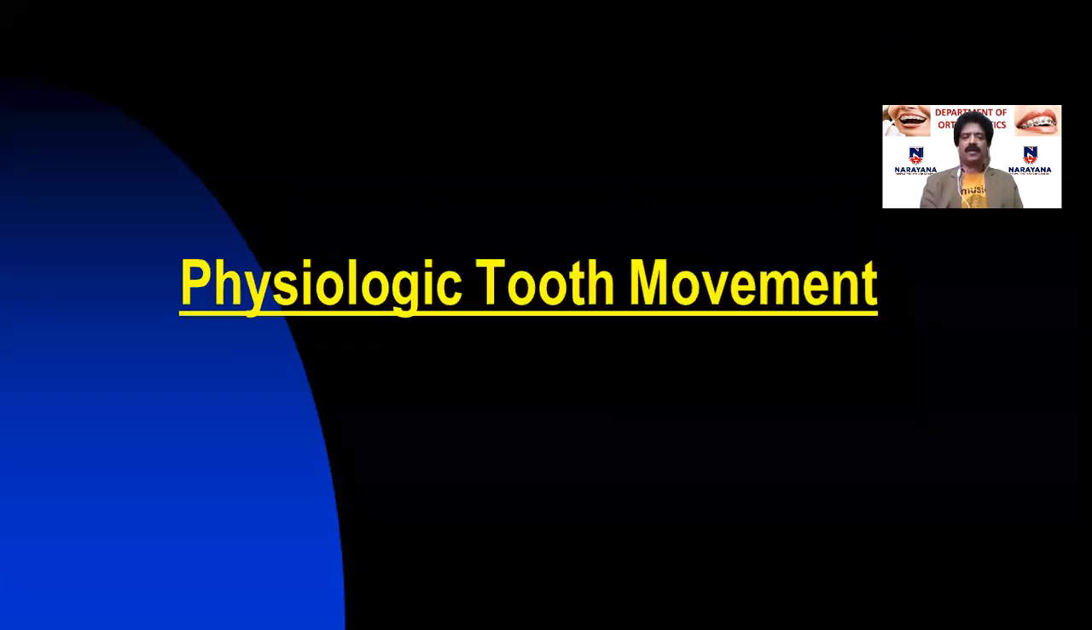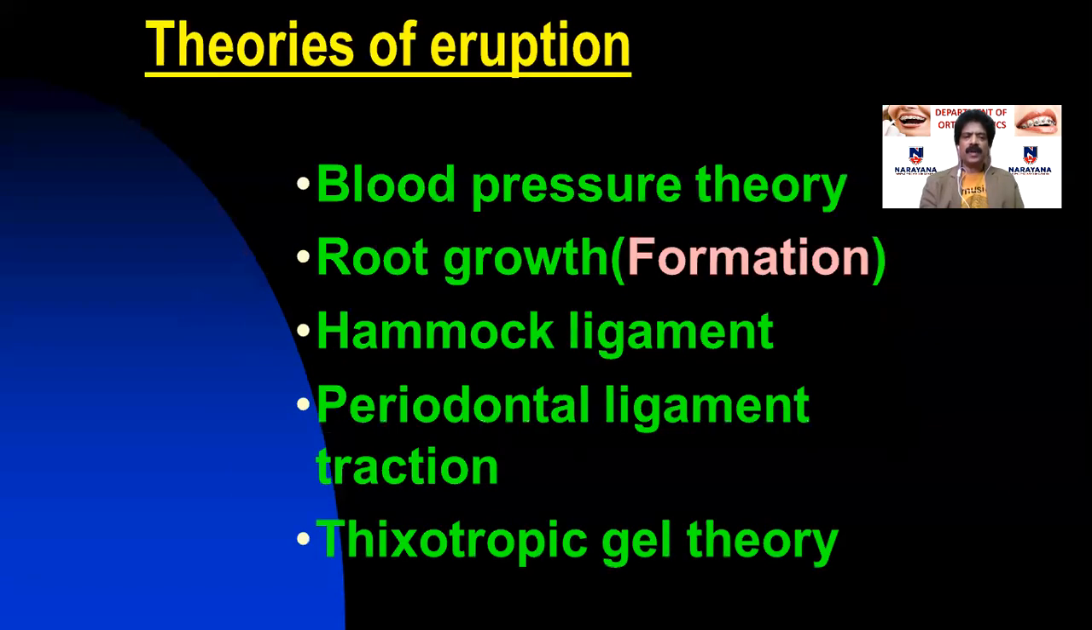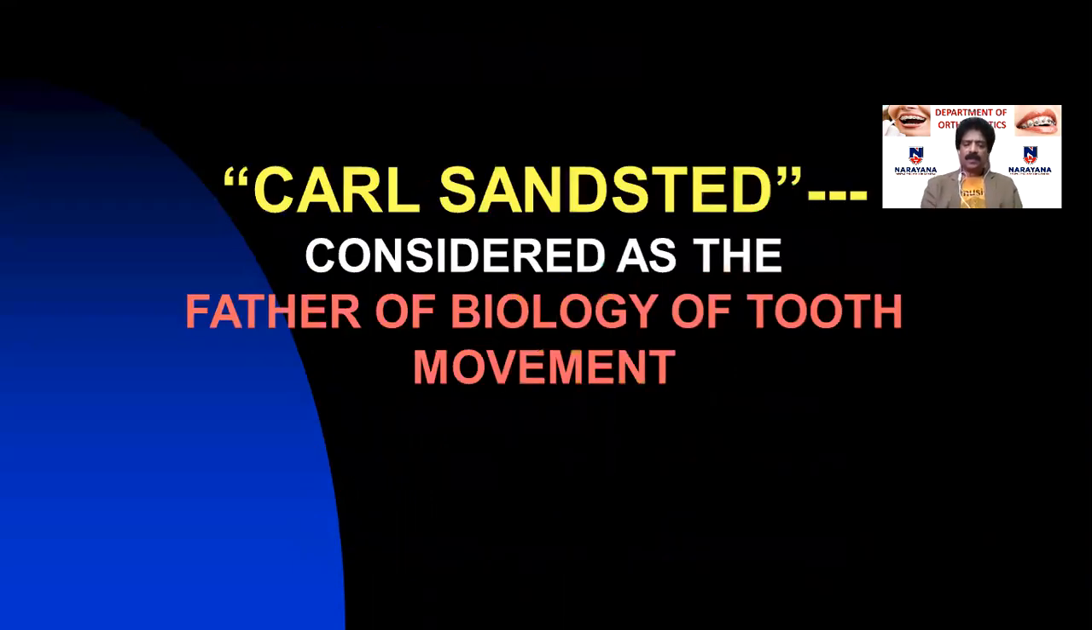and there is deposition on the tension side. So the physiological tooth movement, all of you know, I told you in the beginning, the different physiological tooth movements, the eruptions, the theories of eruptions. Okay, don't mix up these first year things here. It's just to refresh you about these things. The theories of eruption, all of you know, the blood pressure theory, the root formation theory, hammock ligament, PDL, extrotropic gel theory. Okay, but the theories of biological tooth movement are entirely different. So leave the theories of eruption here only.